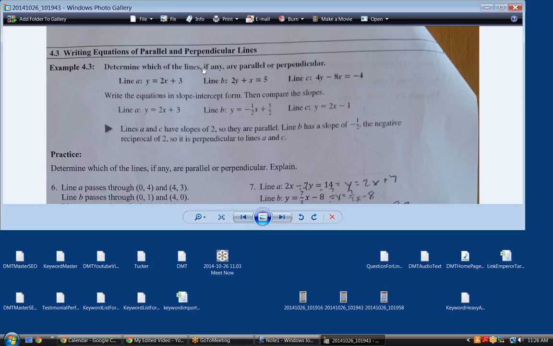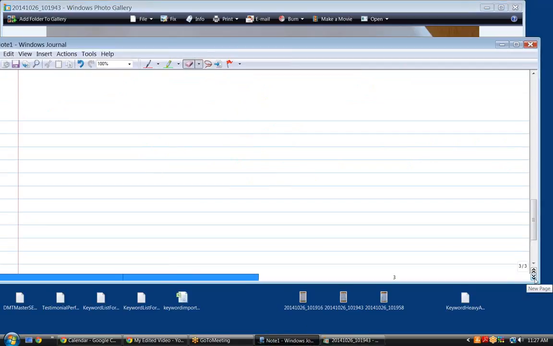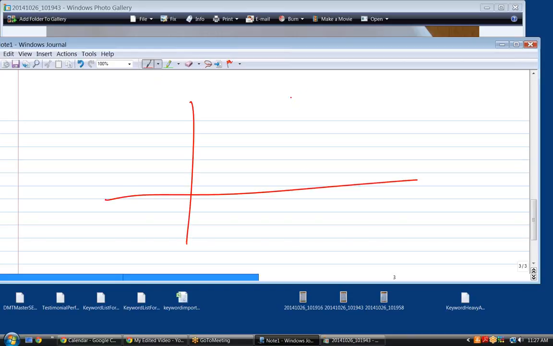All right, let's talk about what they're talking about here. Parallel and perpendicular lines. What's parallel mean? Parallel means they're parallel to each other, like they don't intersect. What does it mean about slope? Slope goes up at a constant rate. Hold on. Let me draw 2 parallel lines, and you tell me what it means about slope. There's one parallel line. There's another parallel line.